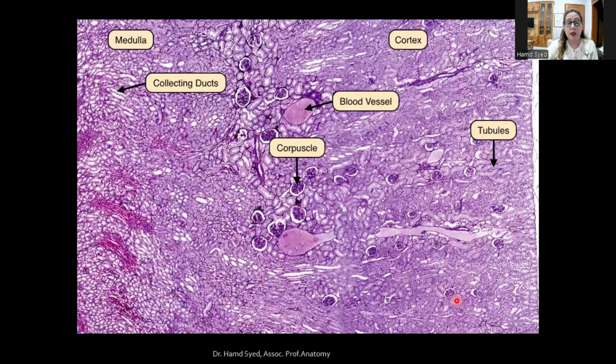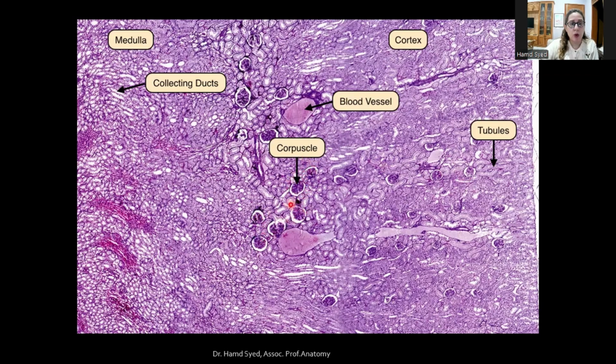Now, this is the histomicrograph of the kidney at a lower magnification. So we can see several parts of the nephron. Over here, we can see the corpuscles. These are the most prominent ones, having a central tuft of capillaries surrounded by the Bowman's space and the capsule. So collectively, this is known as the renal corpuscle.